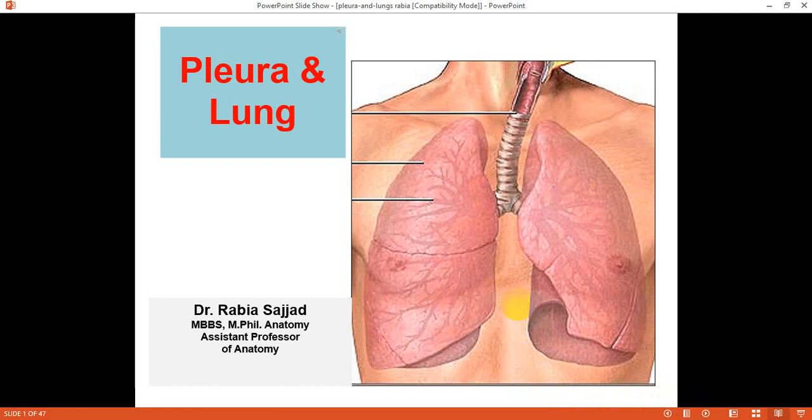Today I'm going to discuss with you the anatomy of pleura and lungs. It's a very important topic of thorax, and I'm going to divide it into three sections. Today I'm going to discuss the anatomy of pleura and the external features of lung. And in the next two lectures, I'm going to discuss the internal features, the tracheobronchial tree, bronchopulmonary segments, and the clinical features related to these topics.